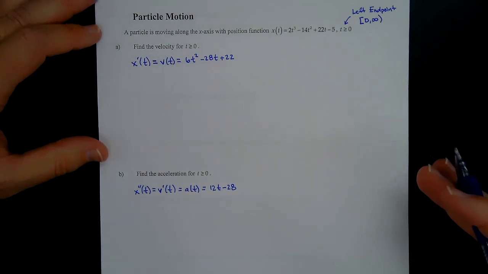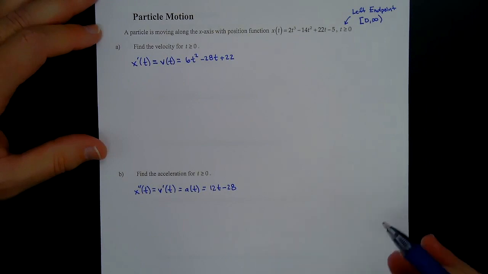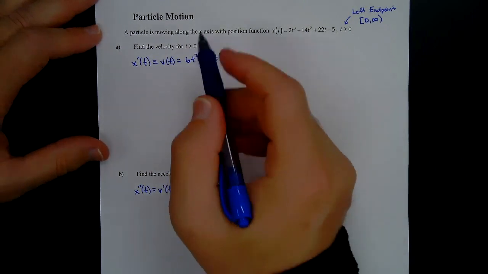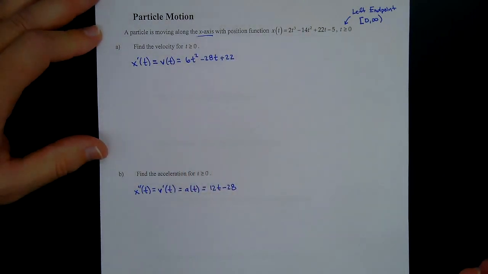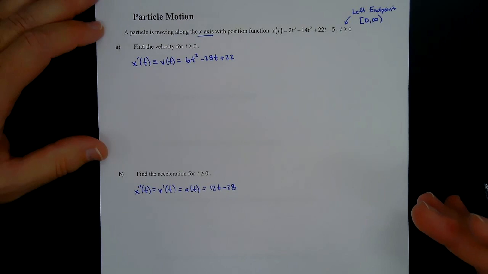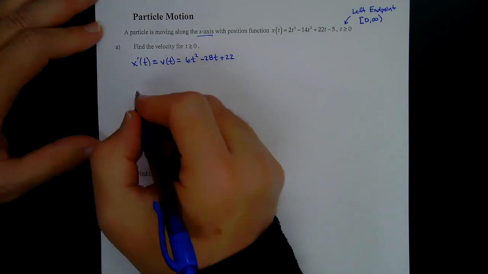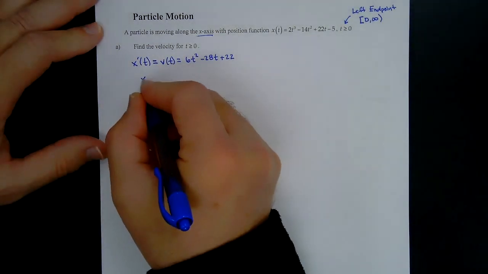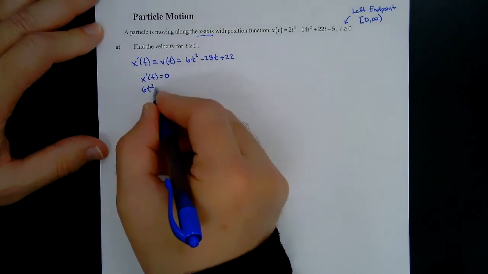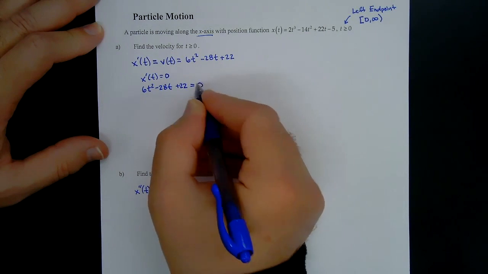Now, you're going to understand when I turn the page. What I also want to do here is find the critical values, okay? Because that's going to tell me a lot about this particle: where it is stopped, where it's moving right, where it's moving left, because we're moving along the x-axis. So we're definitely moving right and left. When the velocity is positive, we're moving right. When the velocity is negative, we're moving left. So we want to find the critical values. That would be x prime of t is equal to 0. So that'd be 6t squared minus 28t plus 22 equals 0.